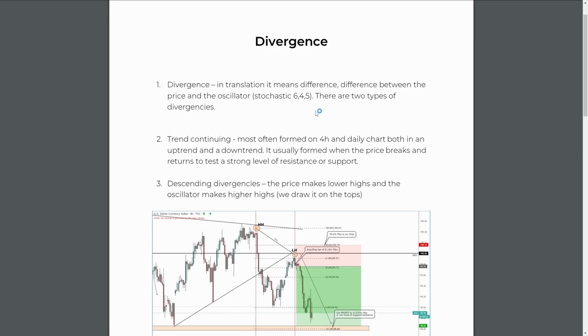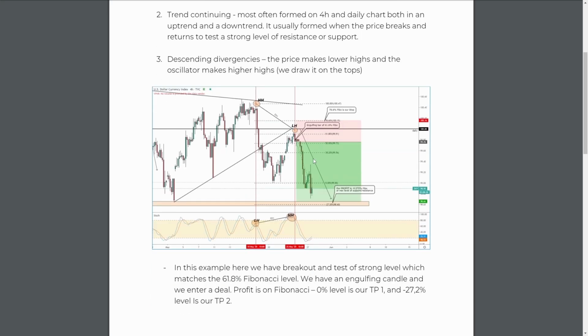Let's start with the fact that divergence in translation means difference. We must have a divergence in terms of what highs the price makes and what highs the stochastic makes. This is for sales in this case. Or if we have buy, what bottoms the price makes and what bottoms the stochastic makes. Since divergence means a difference, we must look for a difference between these two tops.